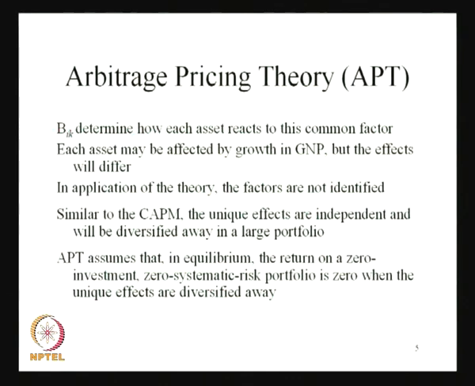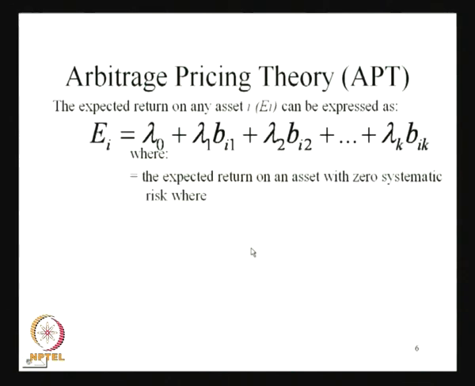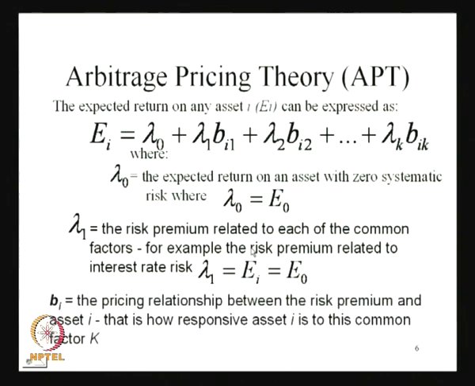So, it is not possible to diversify the systematic risk. So, if you assume that there is no systematic risk in a particular portfolio or a particular asset, then definitely we can assume that there is 0 return in this particular portfolio. That is why the expected return of an asset is expressed as this. Then this lambda 0 is the expected return on an asset with 0 systematic risk, where we already know that it may be 0.